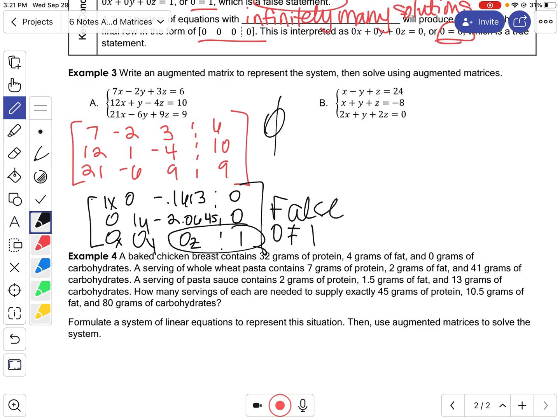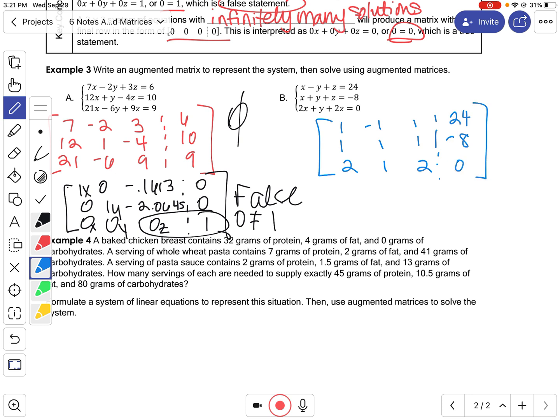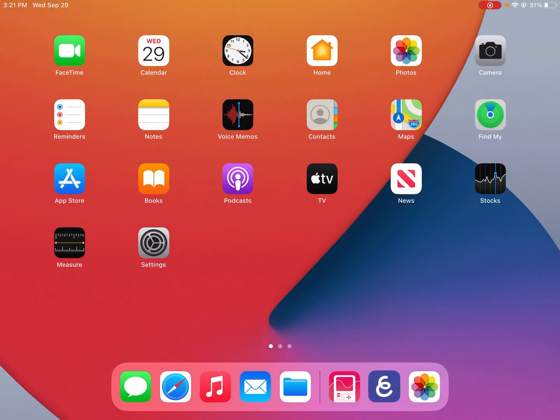All right, let's try another example. So we're going to set up our matrix with the coefficients: 1, -1, 1, 1, 1, 1, 2, 1, 2, and then your constants: 24, -8, 0. All right, so we're going to type that into the calculator.